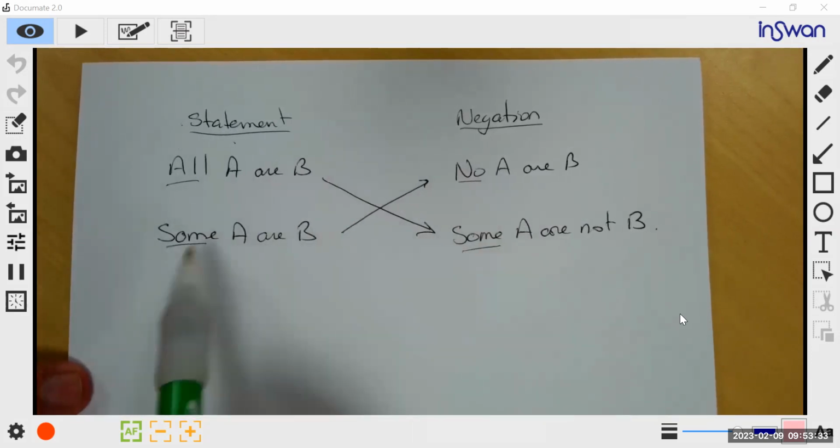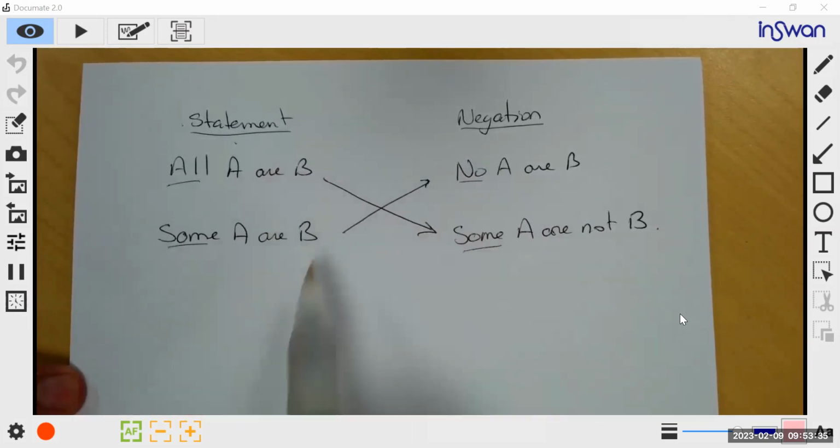So all and no, some are, some aren't, and just cross them. And those are the negations of the statements.